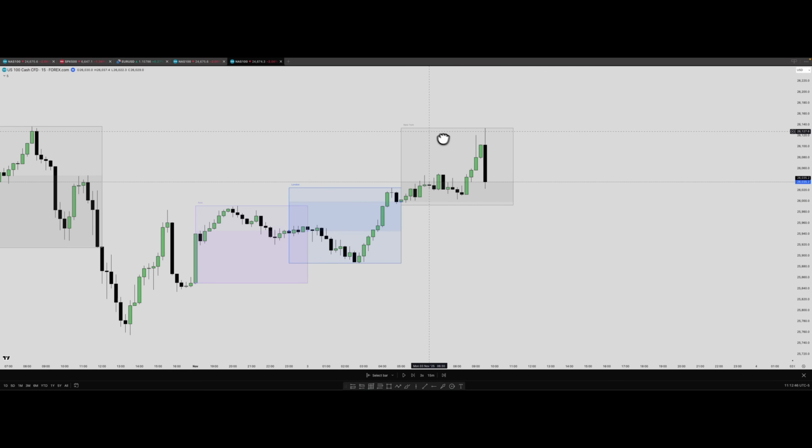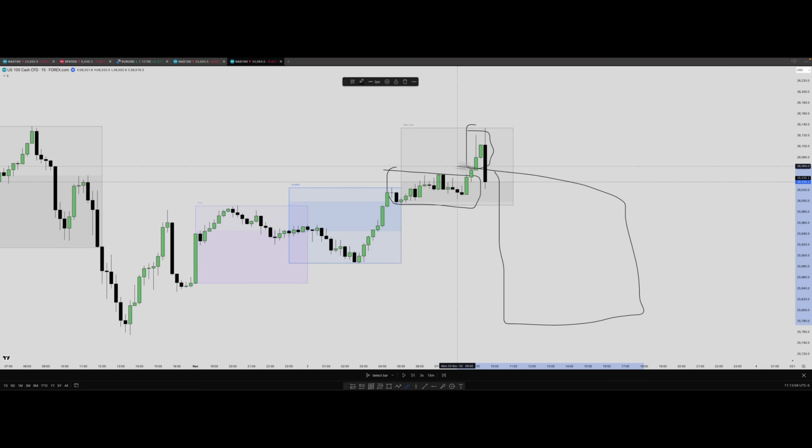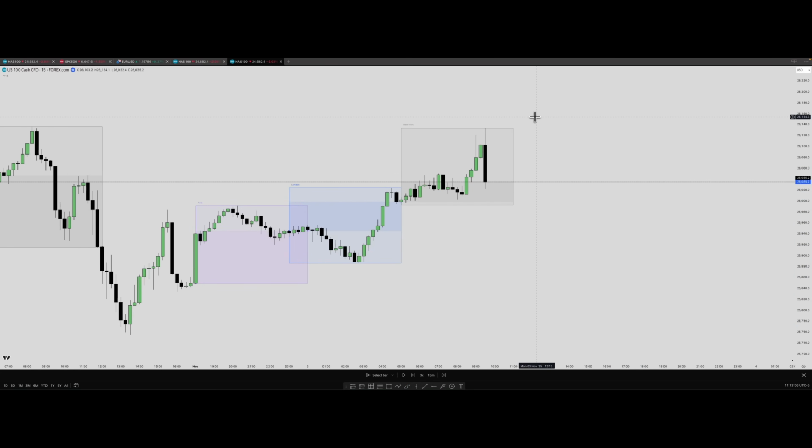So looking at this, let's build a narrative. We see the market has taken out London high and we have taken out pre-market Asia high as well. We see that the market is busy rejecting higher prices. We have an accumulation. We have a manipulation. So what can we expect? We can expect a distribution to form. So we have another power of 3.